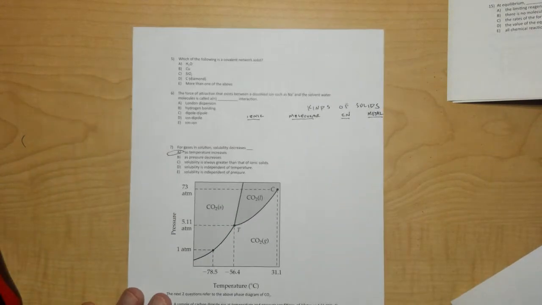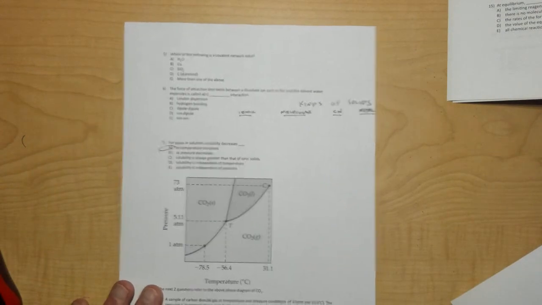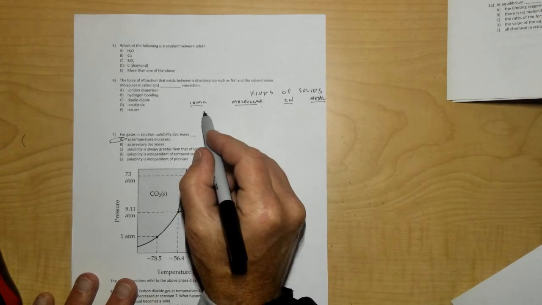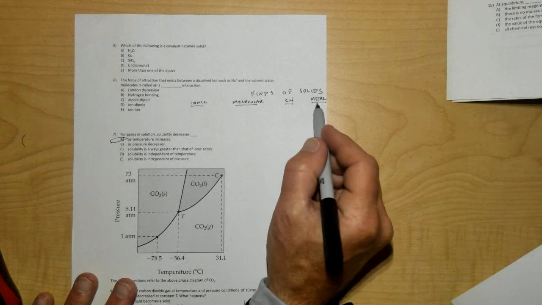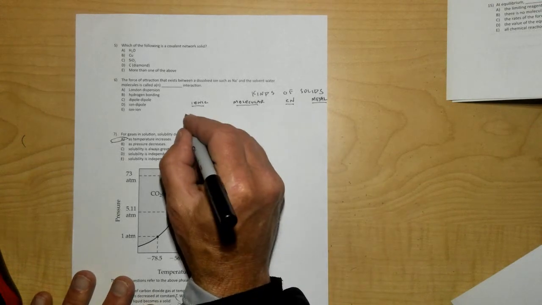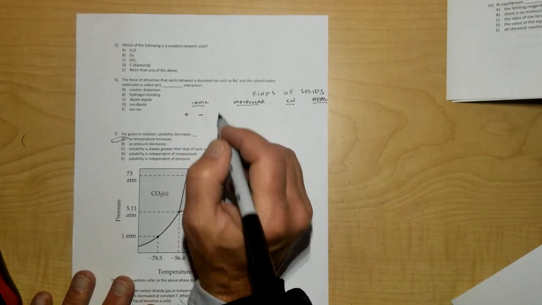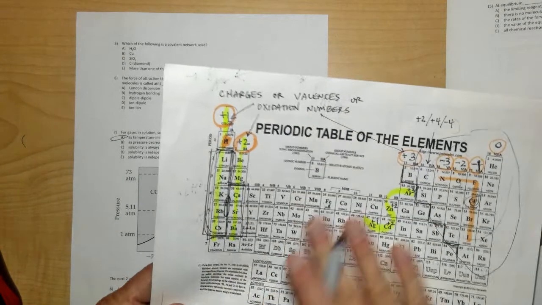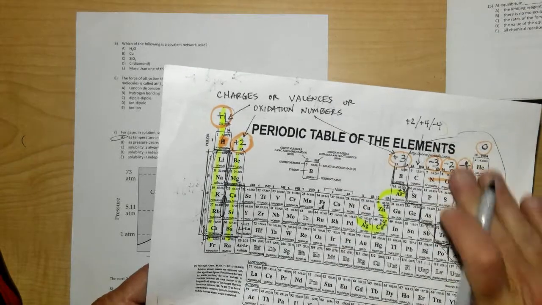Number 5, which of the following is a covalent network solid? So there are 4 different kinds of solids that we learned about: ionic, molecular, covalent network, and metallic. Ionic things have positive and negatively charged particles inside them, and they usually have a metal, which is over here on the periodic table, and a non-metal in them.